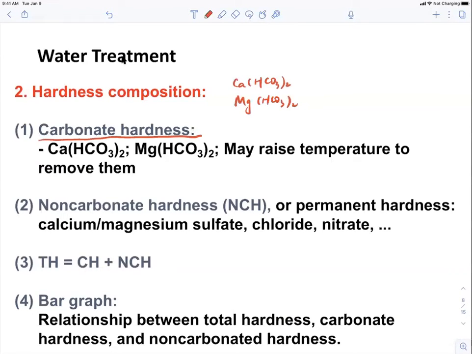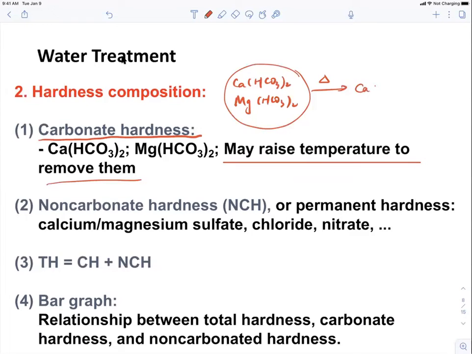So the reason why we want to point out these carbonate hardness or these bicarbonate ions is that for these species, we can just use temperature. Most of the time, we can raise the temperature to reduce them because these minerals are not stable. So if you raise the temperature even by a few degrees, then some of these species can get converted into calcium carbonate and magnesium carbonate. They can settle down in the water, right? So we can remove them by coagulation or flocculation, right? So this is a carbonate hardness.